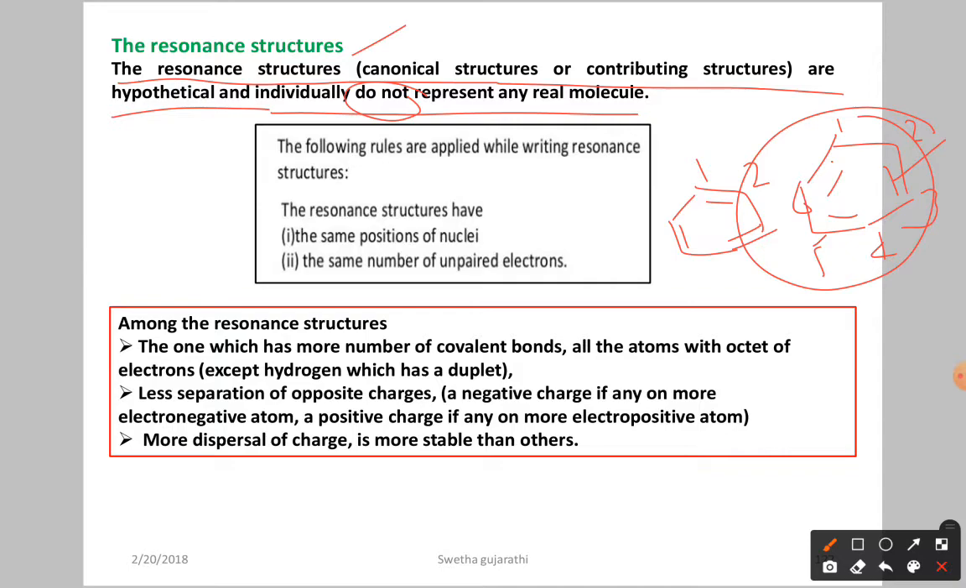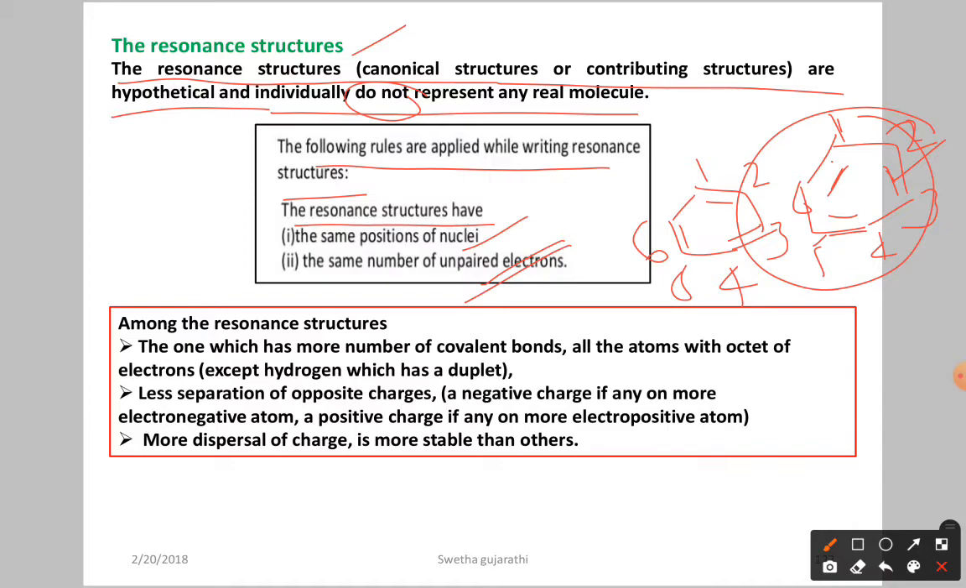The following rules are applied while writing resonance structures. If you are writing resonance structures, you have to follow some rules. The resonance structures should have the same position of nuclei and the same number of unpaired electrons. For example, when writing the first and second structures of benzene, you can see that I am not changing any carbon atom. I am only moving the pi bonds. And the number of unpaired electrons, if any are there, should not change.